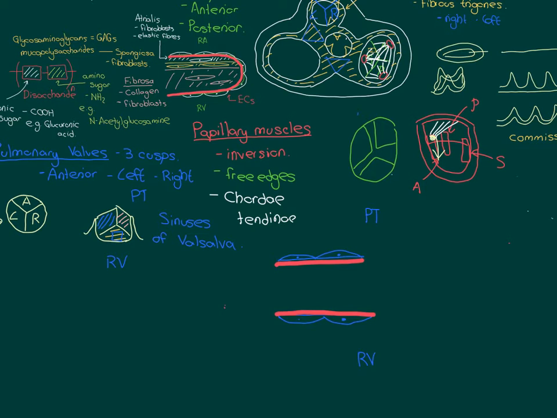Right, so now let's discuss the connective tissue layers. So you have the same three connective tissue layers. You have the fibrosa, a collagen layer, you have the spongiosa, a glycosaminoglycan layer, and you have the elastic connective tissue layer. However, they are in different orders. So remember, when we were looking at the tricuspid valve here, at the top you had the atrialis layer, then the spongiosa layer, and at the bottom you had the fibrosa layer.